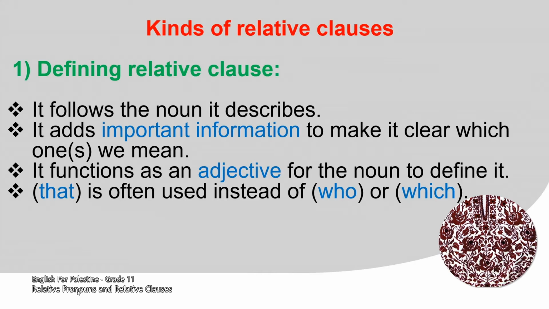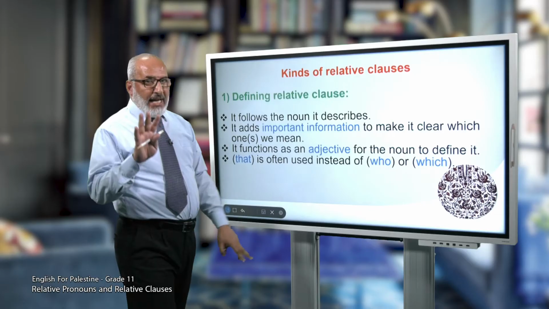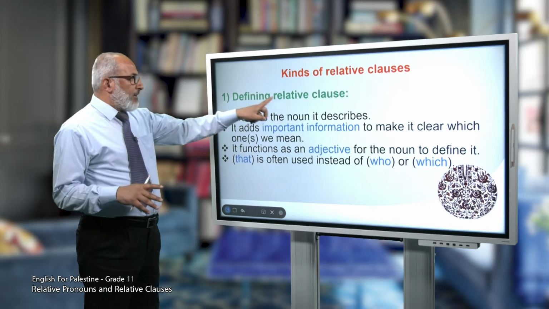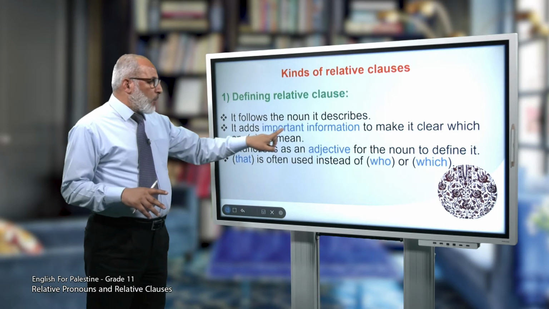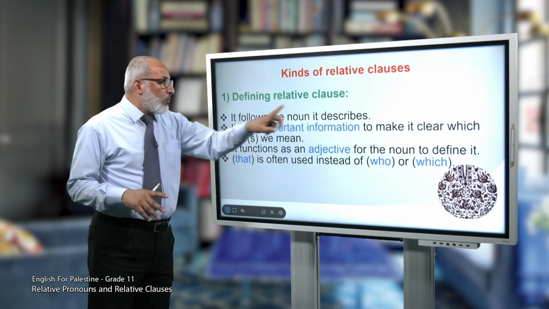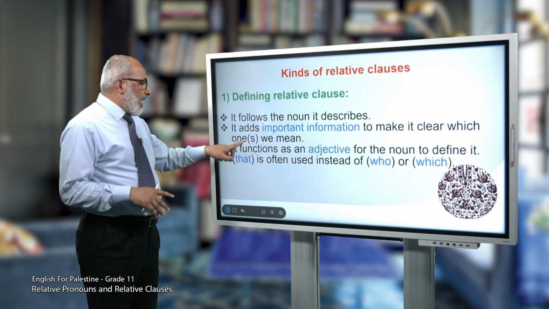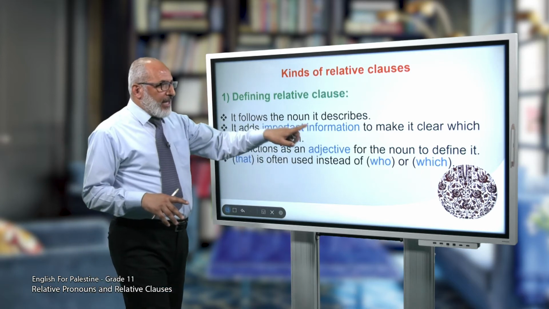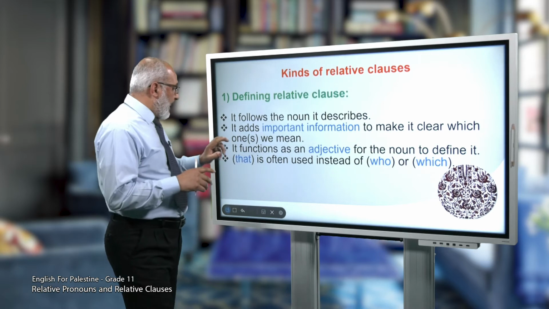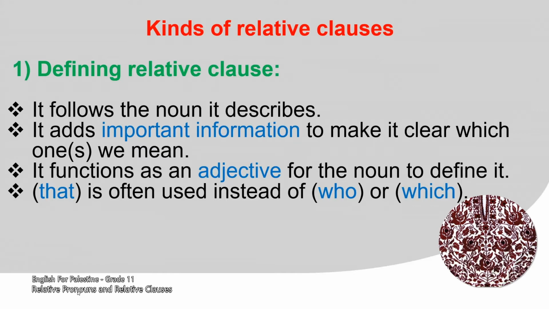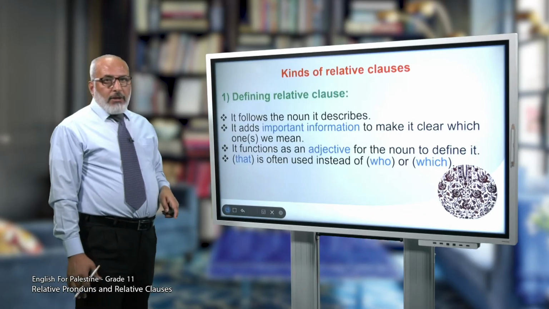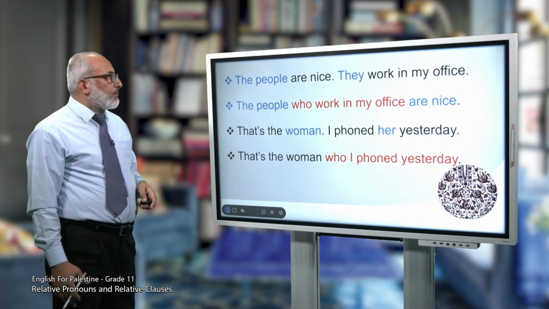That is often used instead of who or which. Again, a defining relative clause follows the noun it describes, adds important information to make it clear which one or ones we mean, and functions as an adjective for the noun to define it. Be careful. That is often used instead of who or which in a defining relative clause. Okay, now let's see some examples.